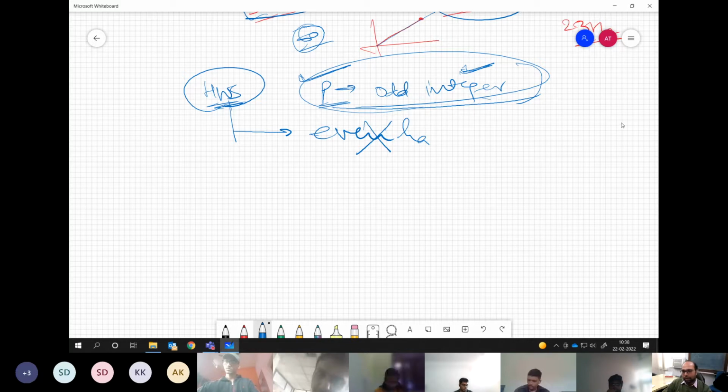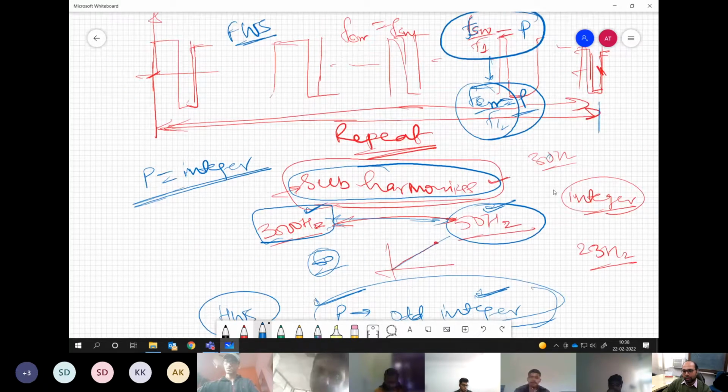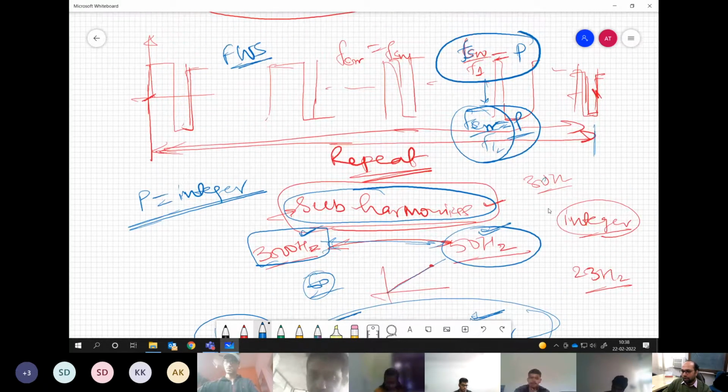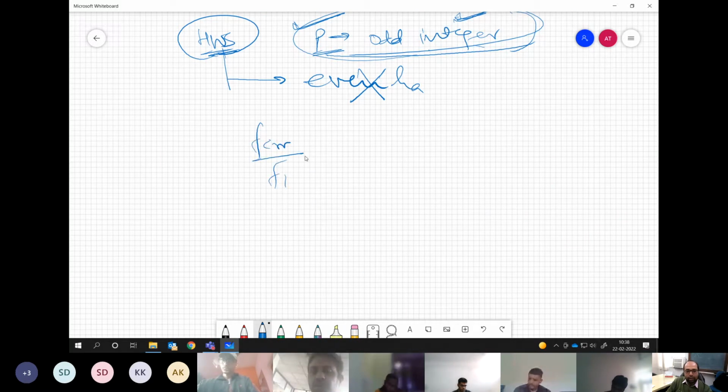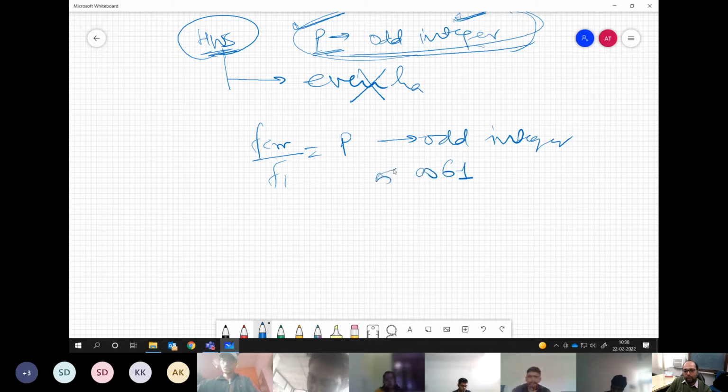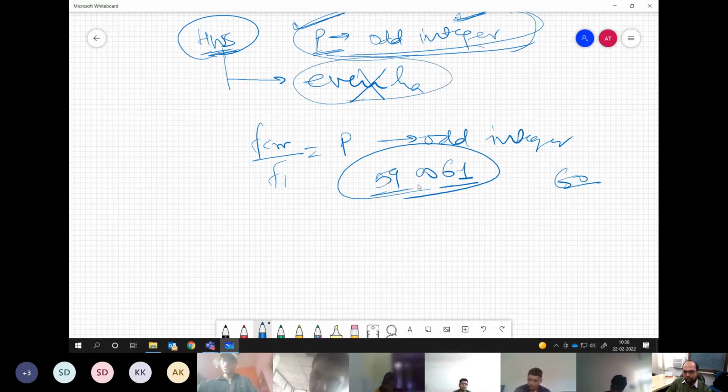So this same thing is applicable for sine triangle PWM as well. If you maintain a triangular carrier frequency, say fc by f1 is something like P, and this is an odd integer. So instead of 60, if you say 61 or 59, this is a good number compared to 60, because you will get rid of even harmonics. That's not much difference, right?